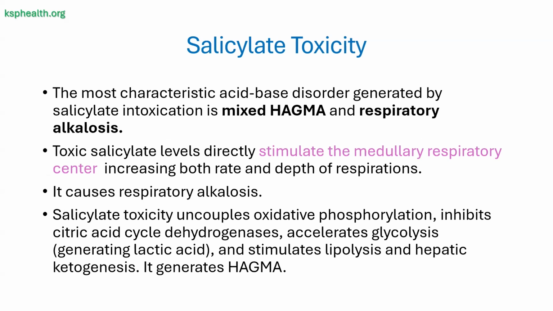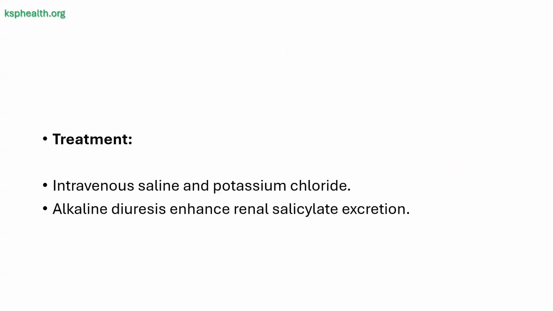Other common occurrence is salicylate toxicity. The most characteristic acid-base disorder of salicylate toxicity is mixed HAGMA, high anion gap metabolic acidosis, and respiratory alkalosis. Toxic salicylate levels stimulate the medullary respiratory center that increases both rate and depth of respiration. It causes respiratory alkalosis. Salicylate toxicity uncouples oxidative phosphorylation, inhibits citric acid dehydrogenase, accelerates glycolysis, generates lactic acid, and stimulates lipolysis and hepatic ketogenesis that generates HAGMA, high anion gap metabolic acidosis.